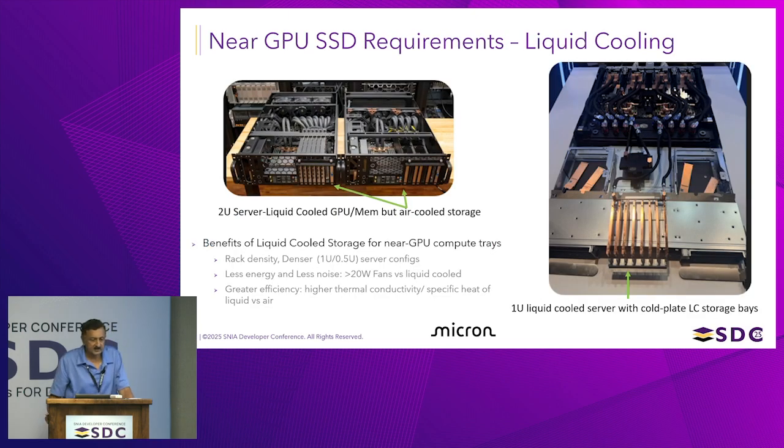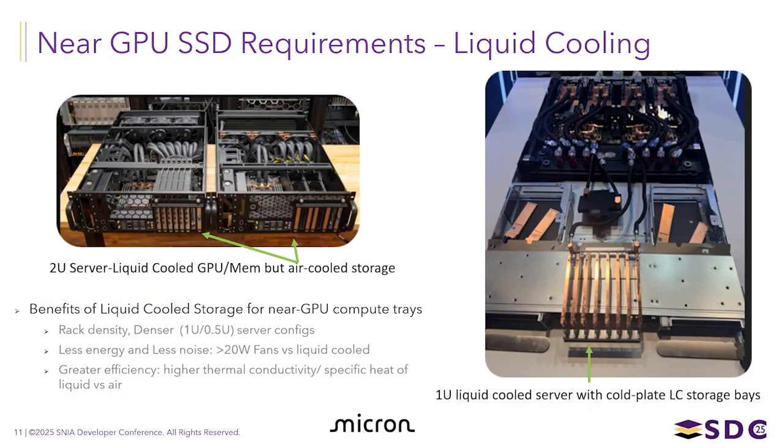Okay, finally, transition to liquid cooling. So the figure on the left shows a 2U server. This is very prevalent today, which has liquid cooled storage for the GPU and the memory, but you can notice that the storage configurations are still air cooled. So you still have fans set up for cooling the storage. When you transition to liquid cool, and that's the figure on the right, that shows a GB300 1U server with cold plate liquid cooled storage bay.